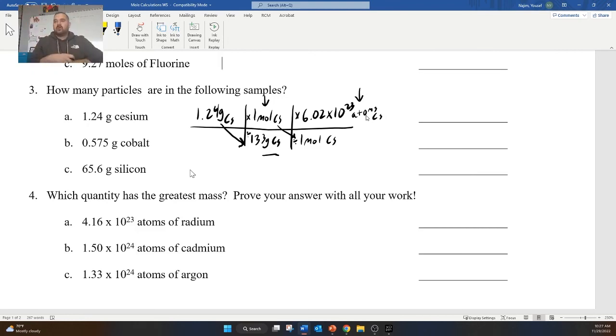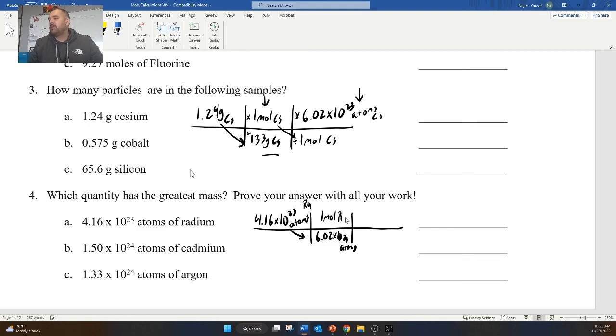I'm going to do one more, number 4a, and then I'm going to let you guys work on your own. So first we put in our given information, so 4.16 times 10 to the 23 atoms of radium. And then because we have atoms up here, we need to put atoms down here. So that's going to be 6.02 times 10 to the 23rd atoms. That's going to be for 1 mole of radium.